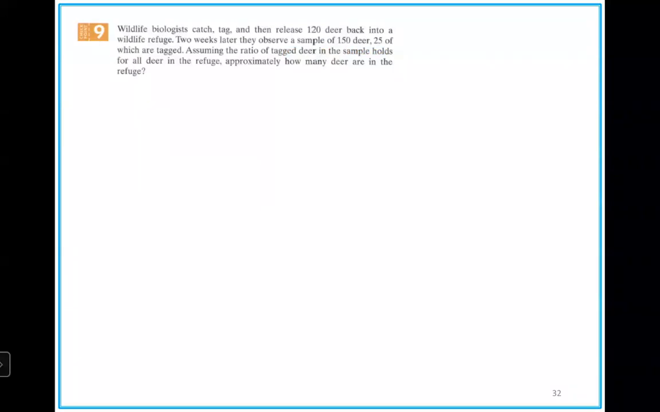So I wanted to look at this one. All right, so they say it's a similar type question. They catch, tag, and then release 120 deer back into the wildlife. 2 weeks later, they observe a sample of 150, 25 of which are tagged. Assuming the ratio of tagged deer in the sample holds for all the deer in the refuge, approximately how many deer are in the refuge? So I wanted you to start jotting down your approach to that, and then we'll look at it. I'll give you 30 seconds.